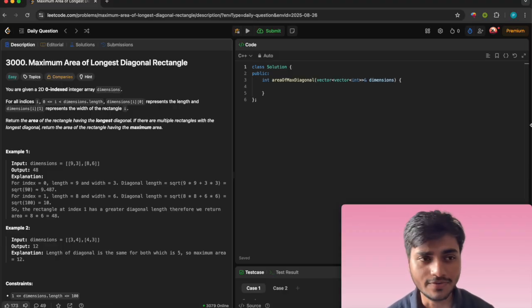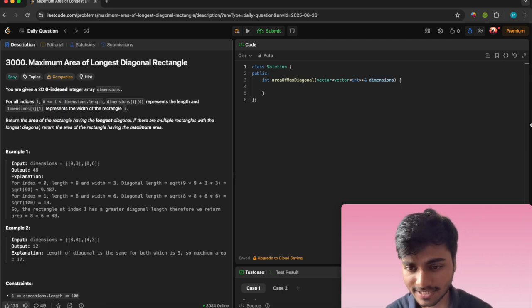So hello everyone, today's LeetCode question is 3000, Maximum Area of Longest Diagonal Rectangle.